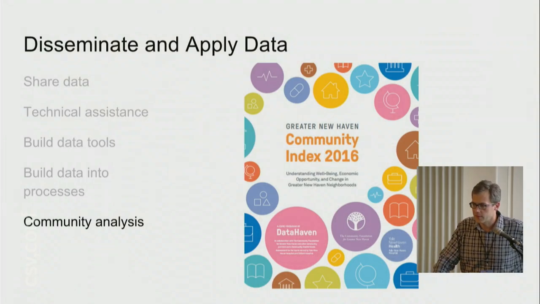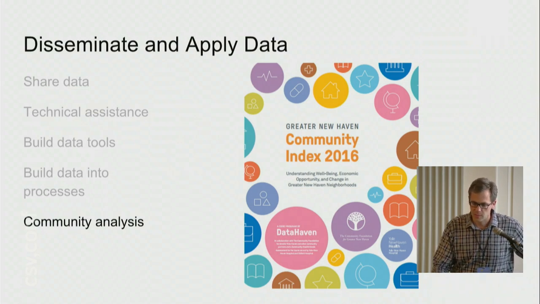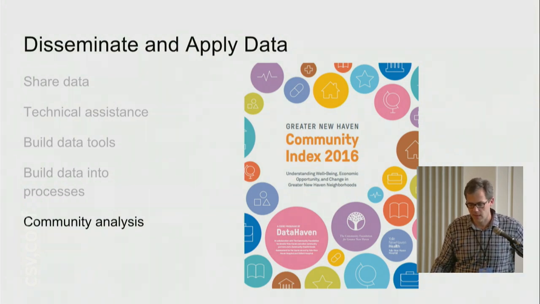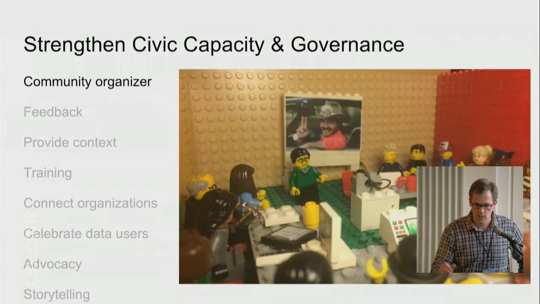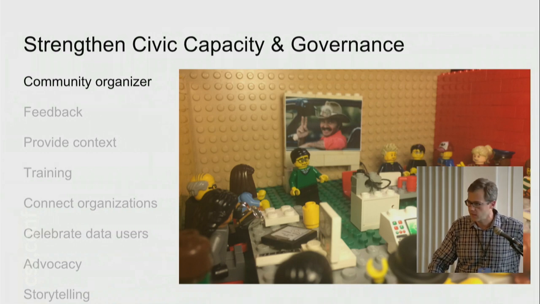For example, our partners in New Haven do a giant statewide community survey where they ask about community well-being and quality of life and put out reports with a lot of really valuable information. And the third main category is to strengthen civic capacity and governance within the ecosystem.